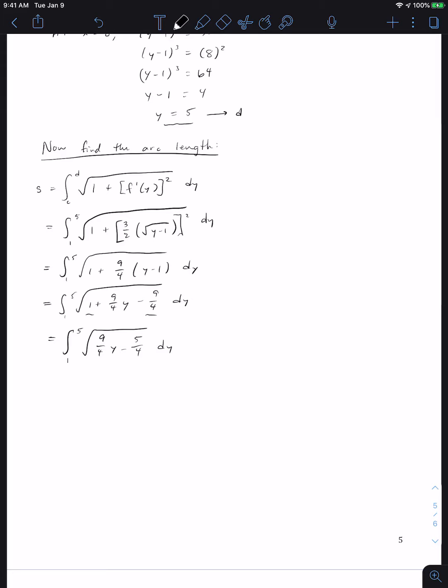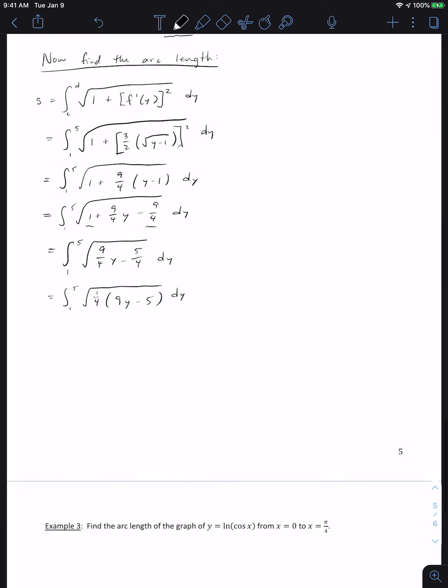What do I see common in both of those terms? A 1/4. So let's factor that out. If I factor that out, I'm left with 9y minus 5, all underneath the square root. That's convenient because the square root of 1/4 is 1/2, right? So I can pull that 1/2 as a constant out front. 1/2 times the integral from 1 to 5 of the square root of 9y minus 5 dy.